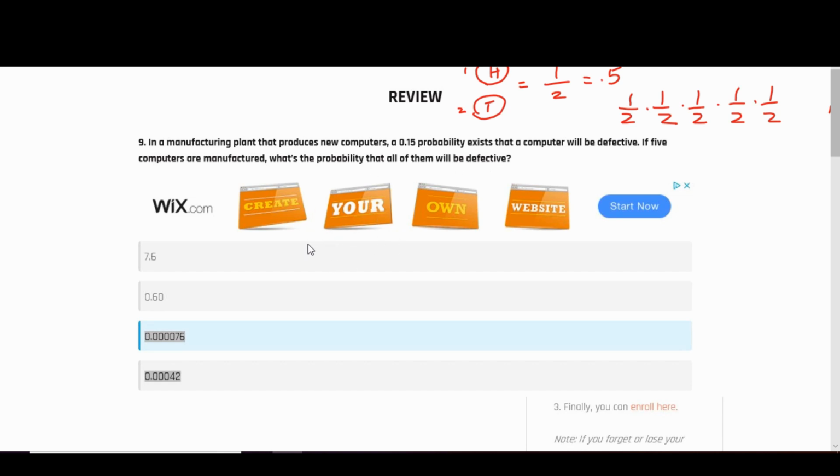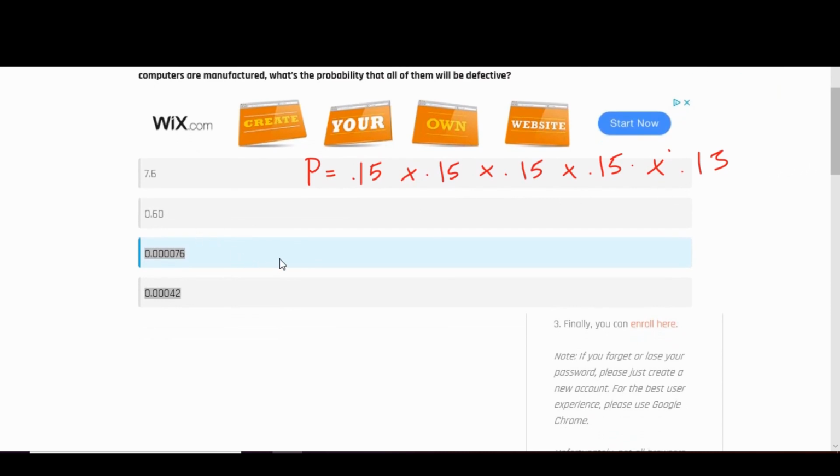Again, we're told that the probability of a computer being defective is 0.15. Therefore, the odds of 5 computers being defective is the same as flipping a heads 5 times in a row. It's going to be 0.15 times 0.15 times 0.15 times 0.15 times 0.15. 1, 2, 3, 4, 5. Yep. So in order to calculate this, you would just do 0.15 times 0.15 times 0.15 times 0.15 times 0.15.